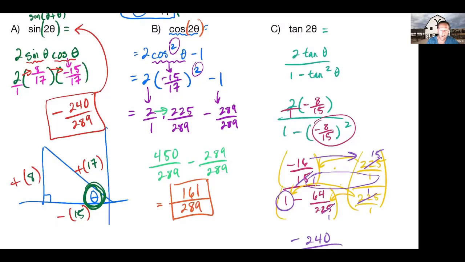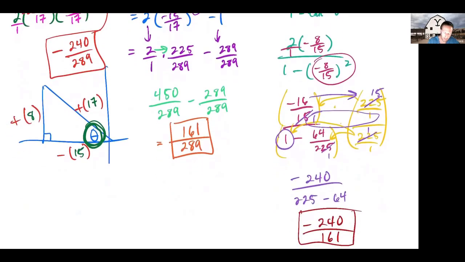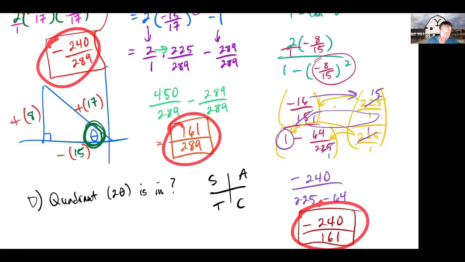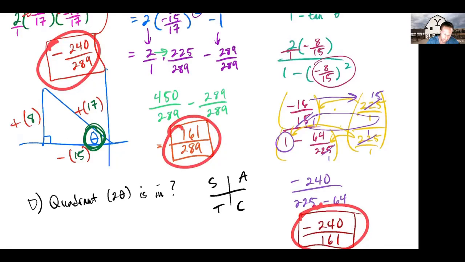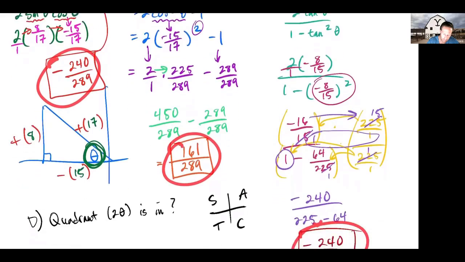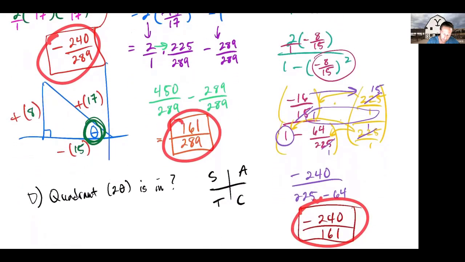If I wanted to throw one more thing at you, I could ask you, in reality, you should be able to tell me what quadrant 2 theta is actually in. Because we found sine, cosine, and tangent for 2 theta, remember, that's what we ultimately found. That sine was negative, cosine was positive, and tangent was also negative.